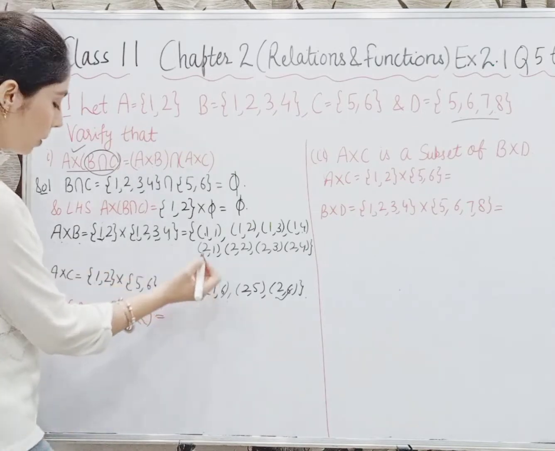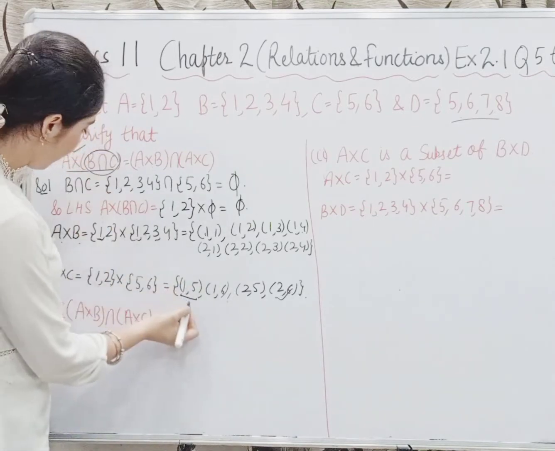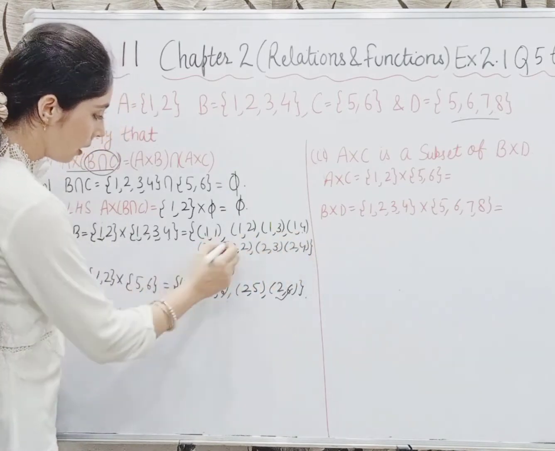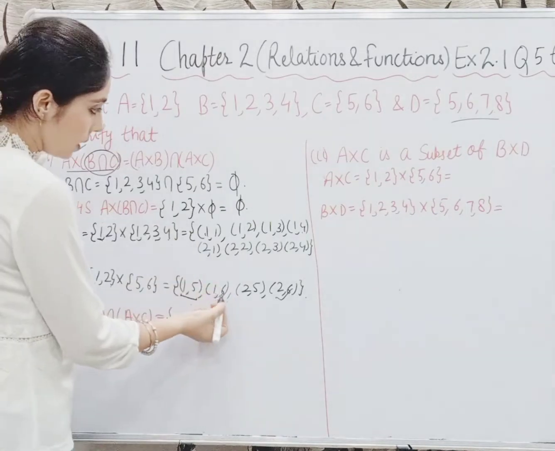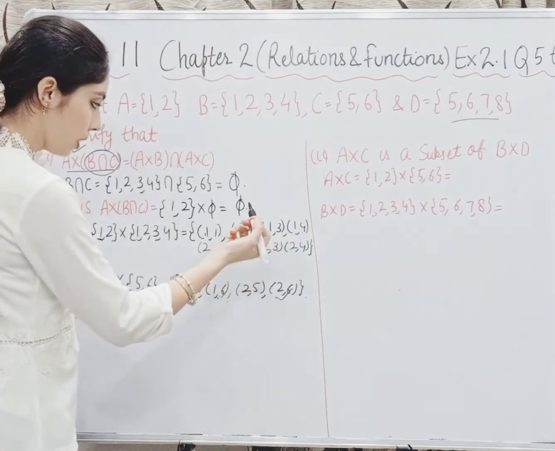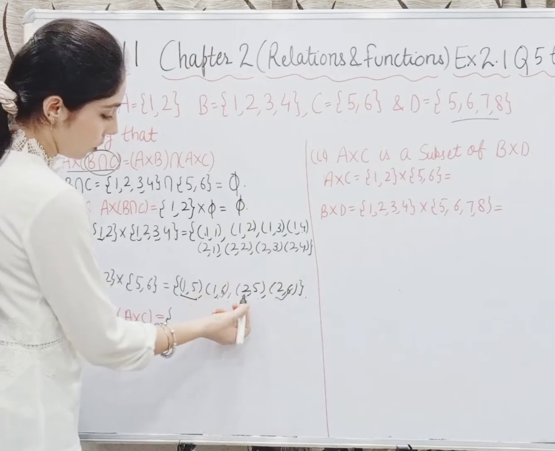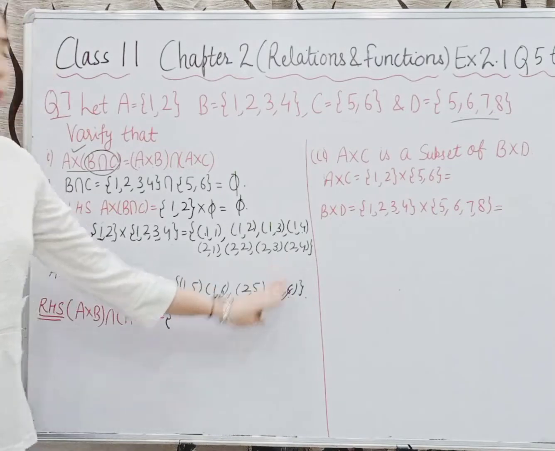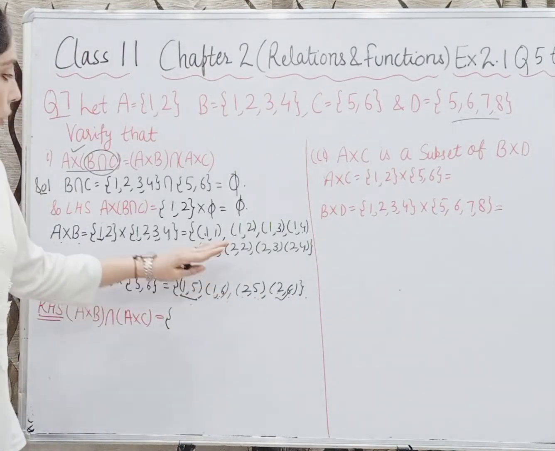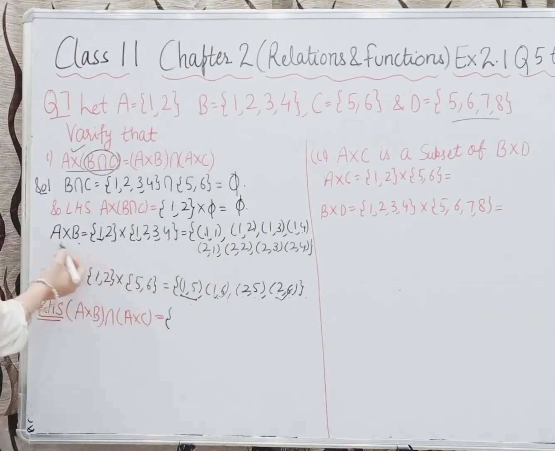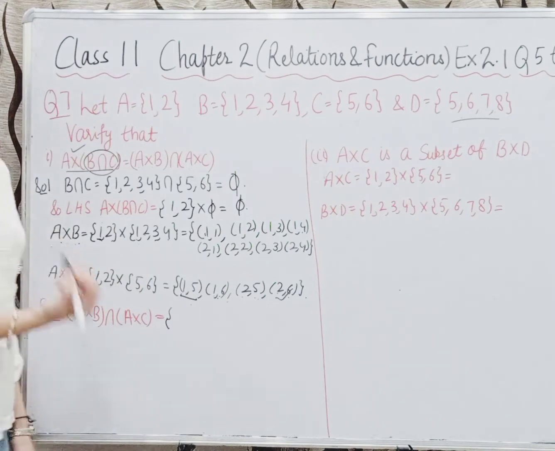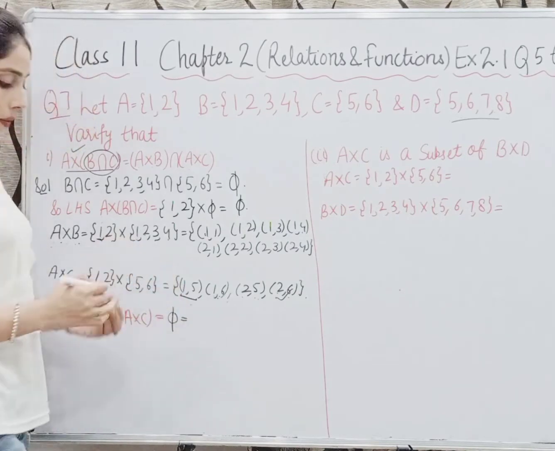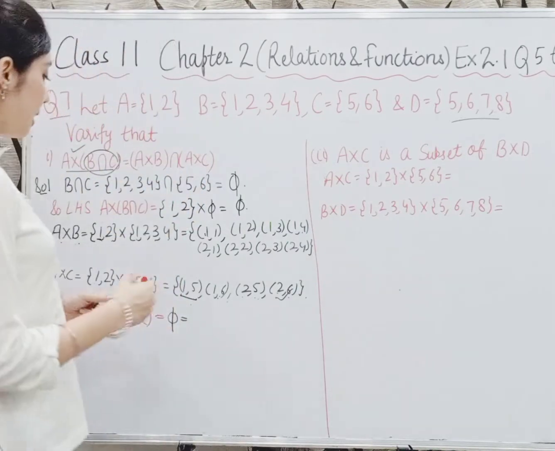Okay. So let's check (1,5). (1,5) is in A cross C but not in this set. Those elements which are common, (1,6) is in the first set but not in the second set. (2,5) is also in the second set, not in the first set. (2,6) is also in the second set but not in the first set. So you can check that there is no element common in the Cartesian product of A and B and A and C. So this set will be equal to the empty set. Okay. So this set is equal to the empty set.